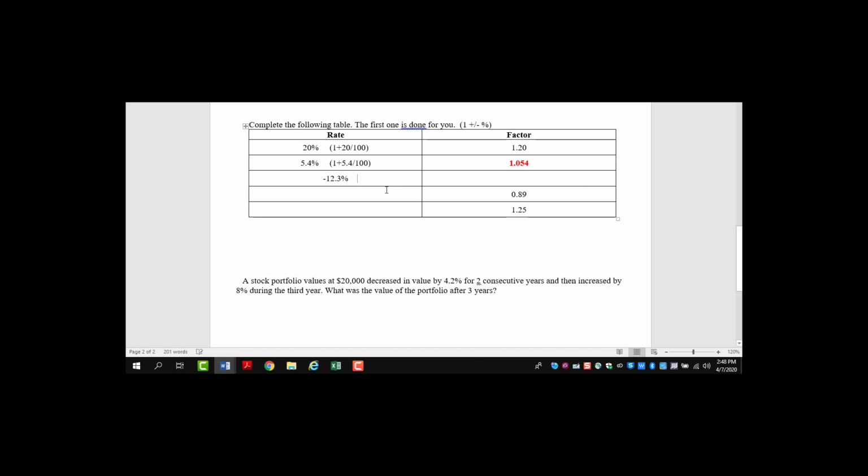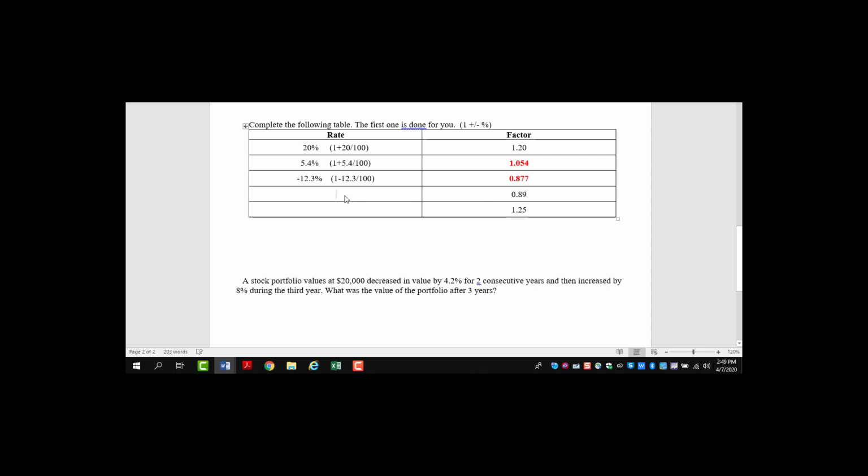Now, if I want to decrease something by 12.3%, it's 1 minus 12.3 over 100. And if you put that in your calculator, you're going to get 0.877. So if you multiply something by 0.877, that has the net effect of decreasing the number by 12.3%.